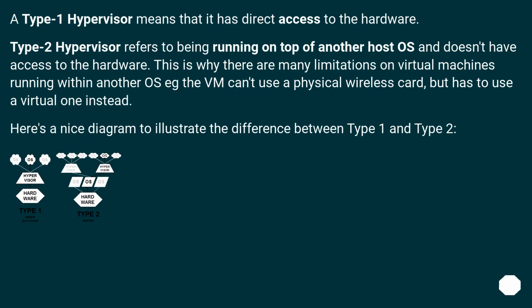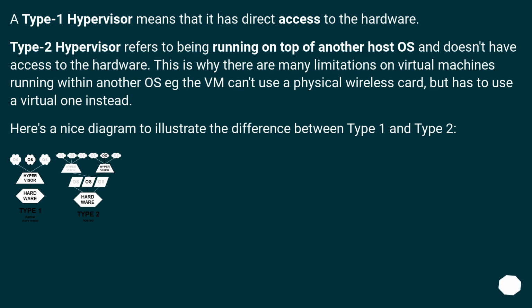A Type 1 hypervisor means that it has direct access to the hardware. A Type 2 hypervisor refers to one running on top of another host OS and doesn't have access to the hardware. This is why there are many limitations on virtual machines running within another OS, e.g. the VM can't use a physical wireless card, but has to use a virtual one instead.